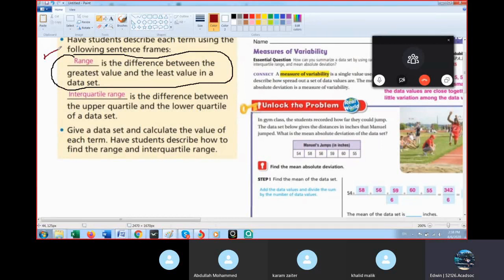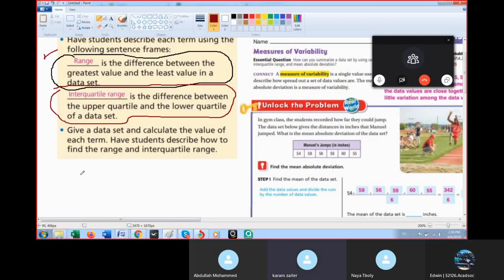Now, when we talk about interquartile range, what do we mean by interquartile range? Lara, can you read this one? Is that the difference between the upper quartile and the lower quartile of a data set? Okay, so you have to remember that one. Range and interquartile range, both of them, when you are applying this, you're going to subtract the numbers.